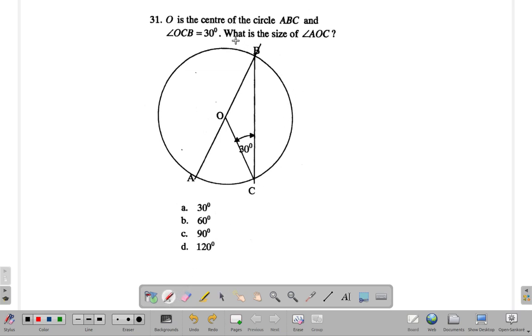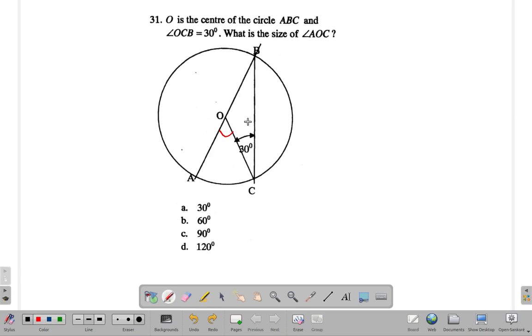Let's see about question 31. O is the center of the circle ABC. So this is O, center of the circle, and angle OCB is 30 degrees right here. What is the size of angle AOC? So the angle that they want is this. You want to find out what angle that is.